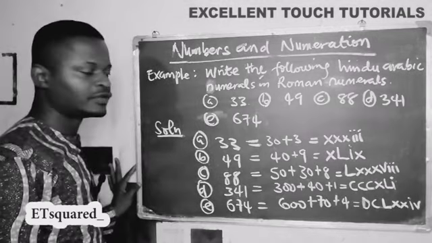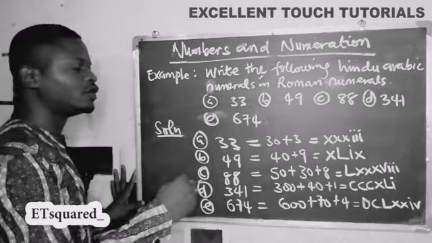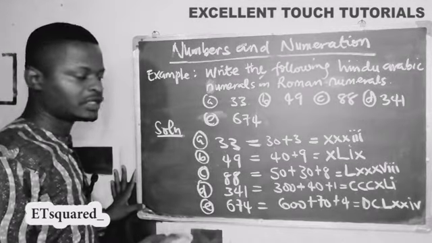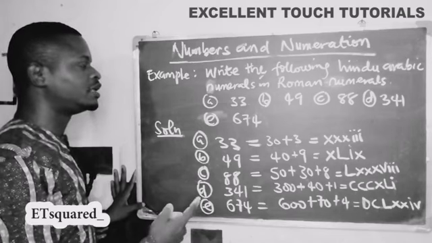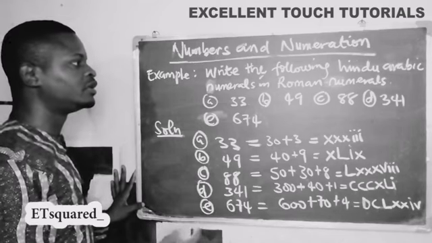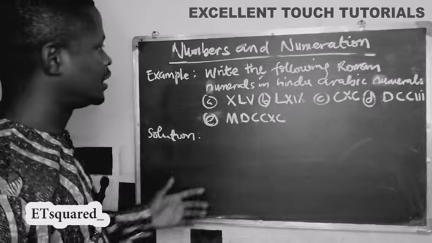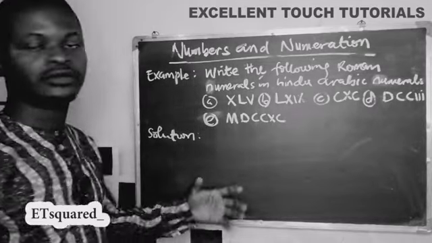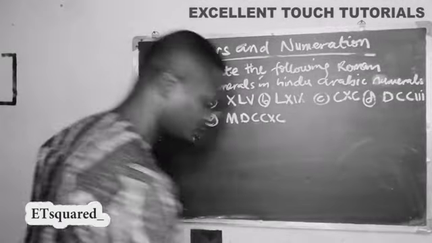Very, very simple. So this is how to write in Roman numerals, Hindu Arabic numerals. Is that clear? Now the next example we're going to be looking at is how to write the Roman numerals in Hindu Arabic numeral. Alright, so right here we are asked to find in Hindu Arabic numerals the following Roman numerals. So how do you go about it?